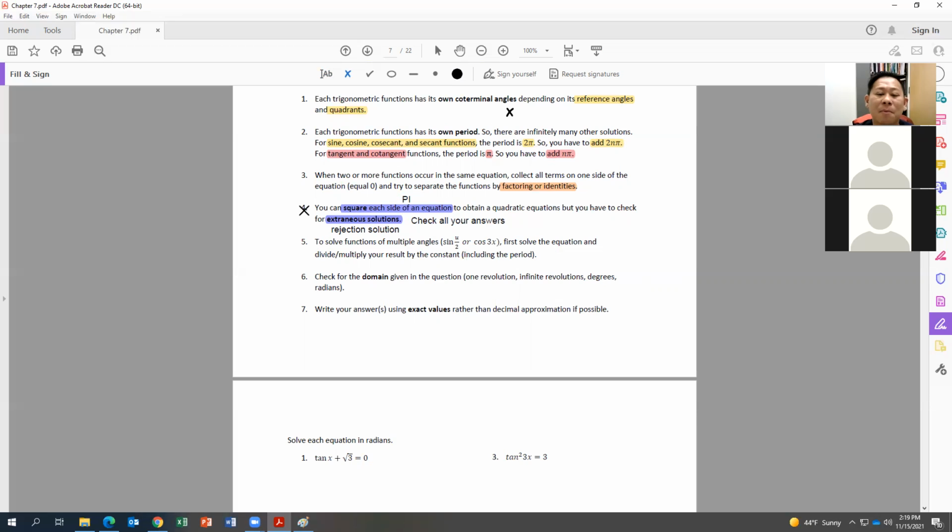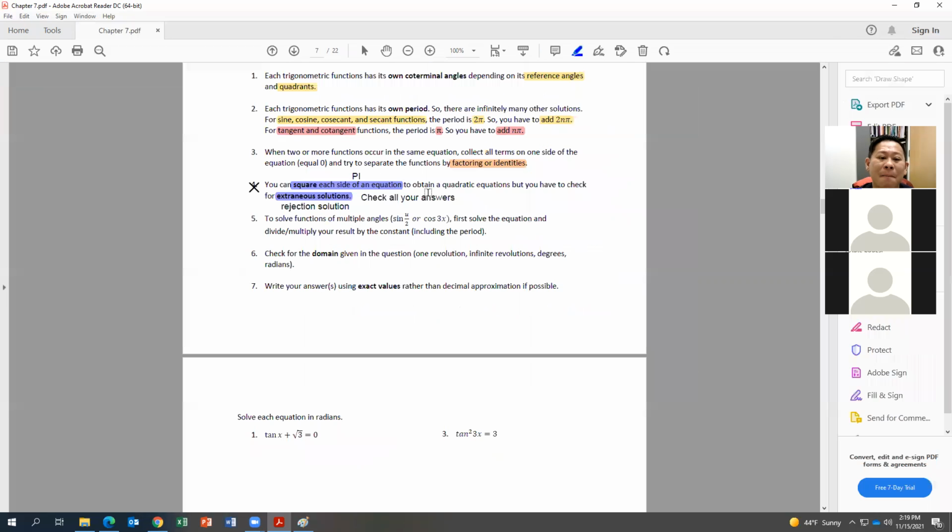And the most important thing is when you have what we call multiple angles. What is the meaning when I say multiple angles? Multiple angles is where your sine or your cosine has angles that are multiples, like 2x, 3x, or fractions, like x over 2 or x over 3.